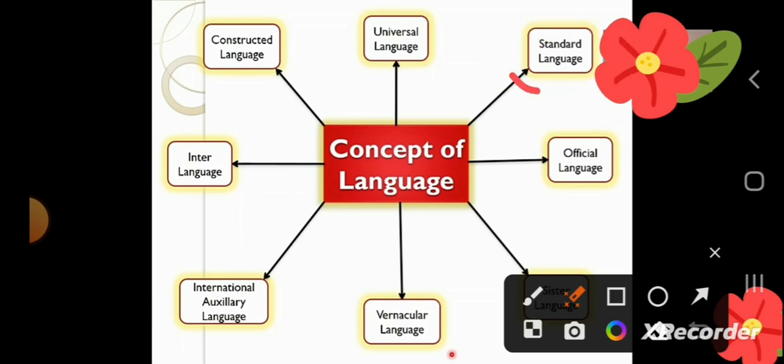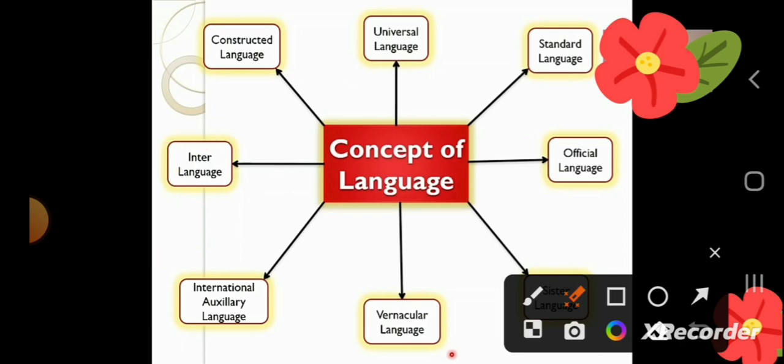Next, standard language. A variety of a language that is accepted as the norm for official, formal, and educational purposes. It is typically codified in grammar and usage rules and is used in official documents, media, and education.